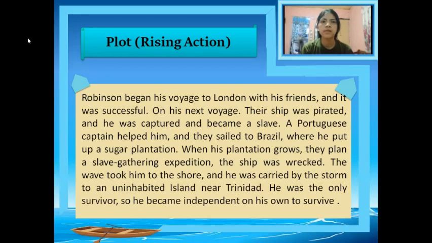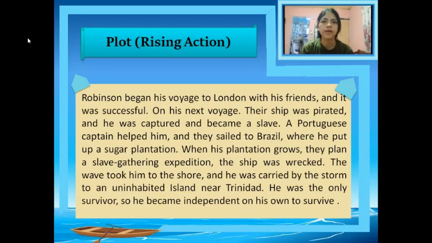However, he sold Surrey to the Portuguese captain, and the captain helped him to have a plantation in Brazil. And when his plantation is slowly growing and he needs some workers, he prepares for a slave gathering expedition. This expedition became unsuccessful because they were shipwrecked and he was brought by the sea to an uninhabited island near Trinidad. He was the only survivor from the ship, so before the ship breaks up and sinks, he managed to get foods, guns, gunpowder, and anything that can be useful for him.